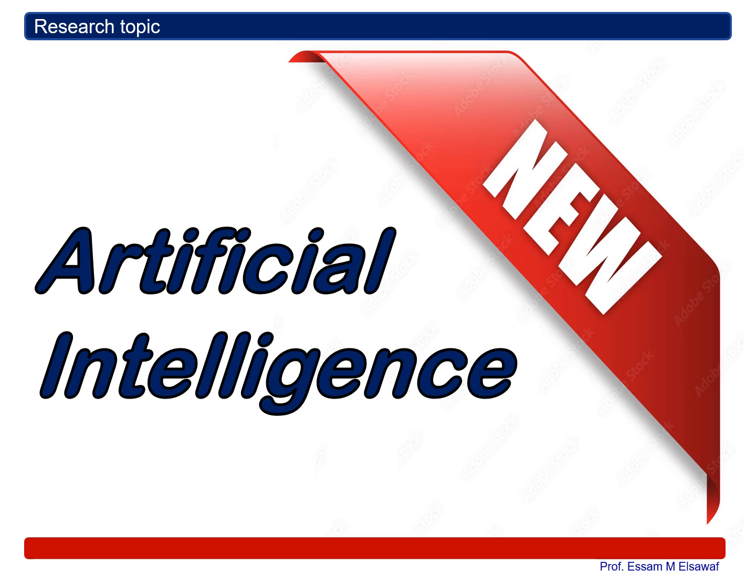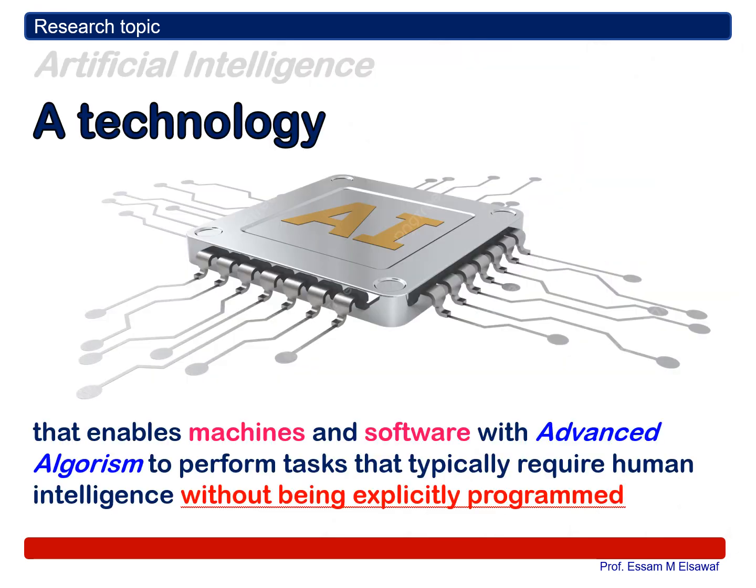Second topic is artificial intelligence. What's artificial intelligence? It's a technology. It refers to the simulation of human intelligence in machines that are programmed to think, to learn, and even to perform tasks autonomously. What does autonomously mean? It means they work by themselves.